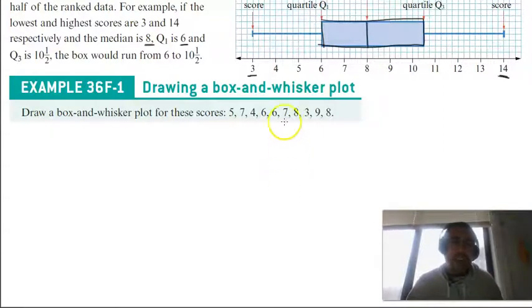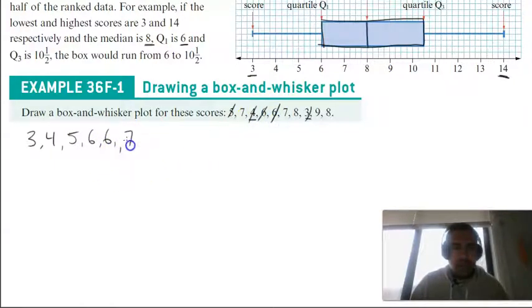So we are going to look at this data set, and we have to first put it in order. So let's go ahead and put this in order. First number is 3, then 4, then we have a 5, and we have 2 6s here, we have 2 7s here, we have 2 8s here, and then we have a 9. All right, ordering, very simple, child's play.